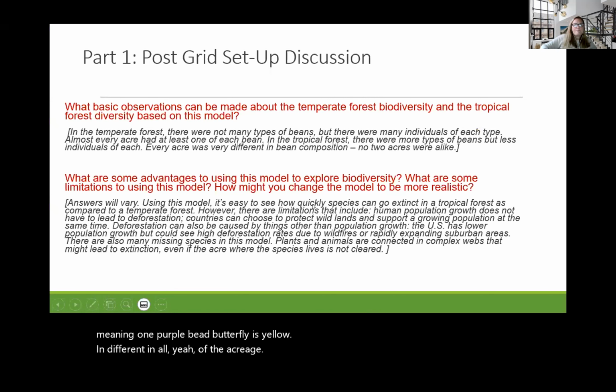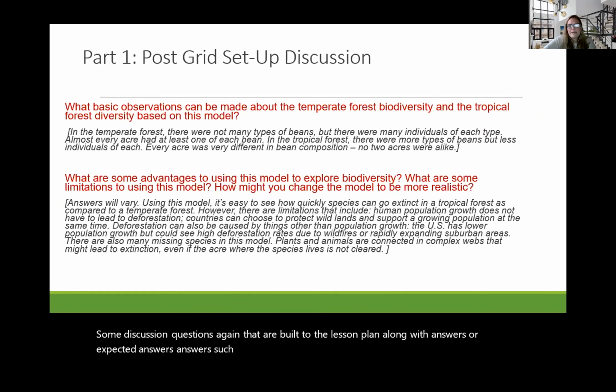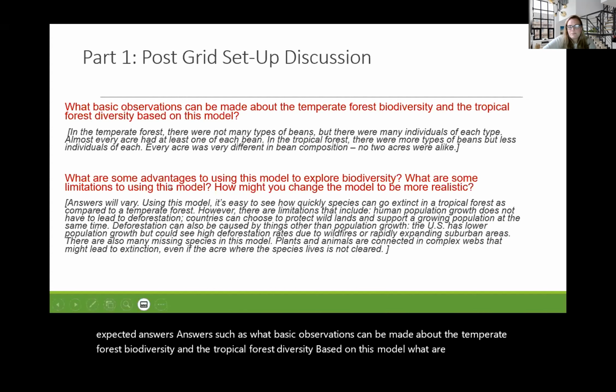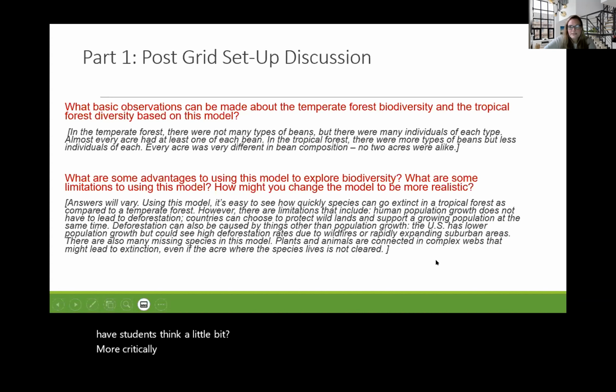And then there are some discussion questions, again, built into the lesson plan, along with answers or expected answers, such as: what basic observations can be made about the temperate forest biodiversity and the tropical forest diversity based on this model? What are some advantages to using this model to explore diversity? What are some limitations of this model, to have students think a little bit more critically about this particular lesson?